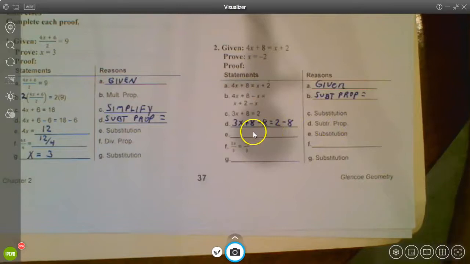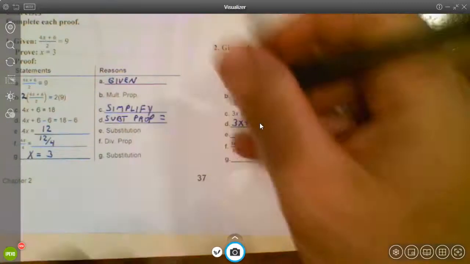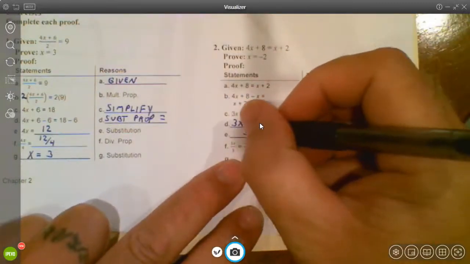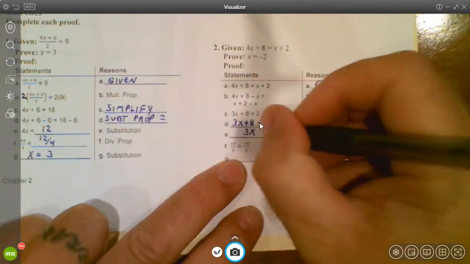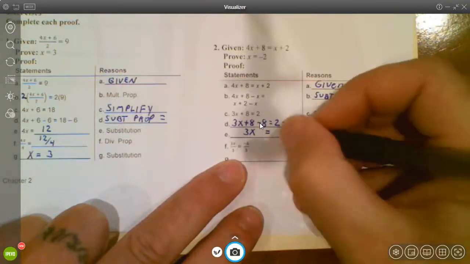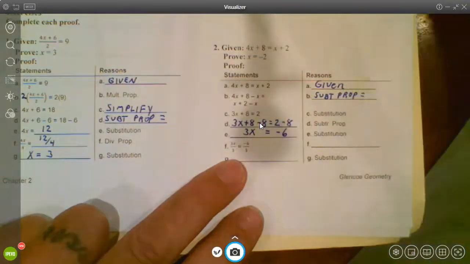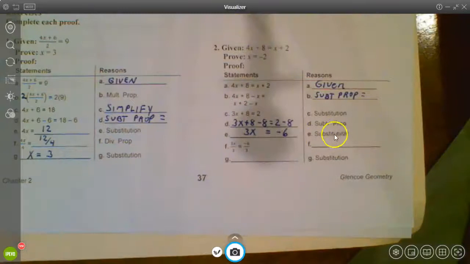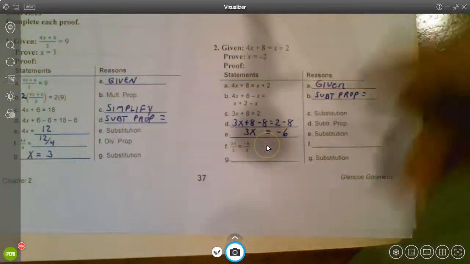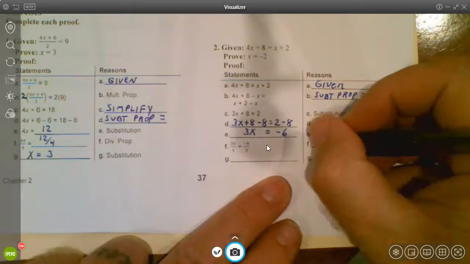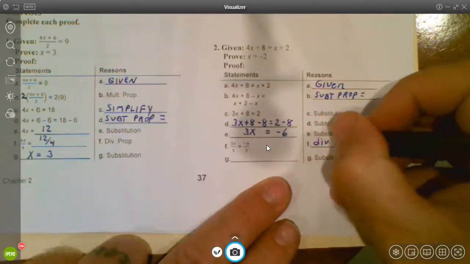Where do we go from there? We simplify, right? So combine those guys, and I'm simply left with 3x on the left. Combine those guys, I get negative 6 on the right. Again, I would have said simplify. They're saying substitution. From here, we would divide both sides by 3. So you can see the work that they did. Because we're dividing, that is our division property of equality.